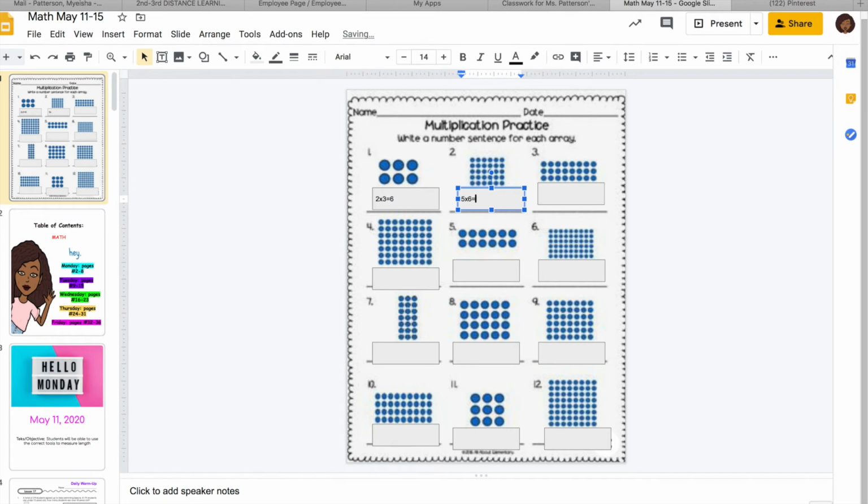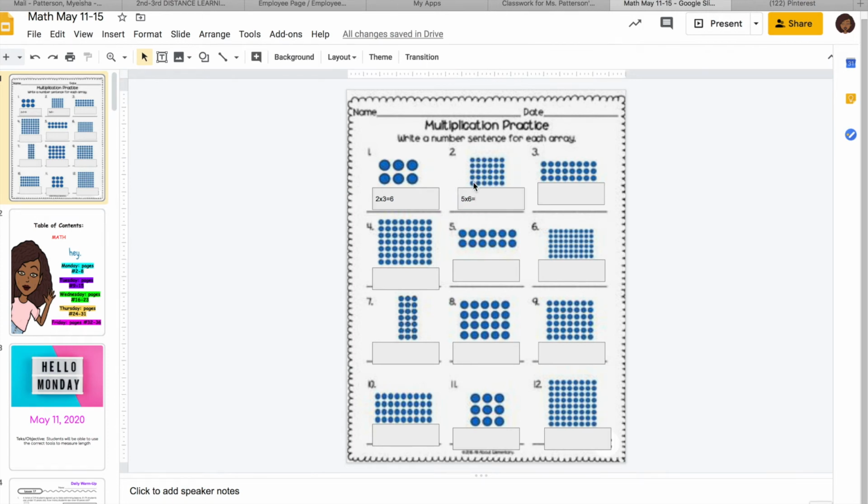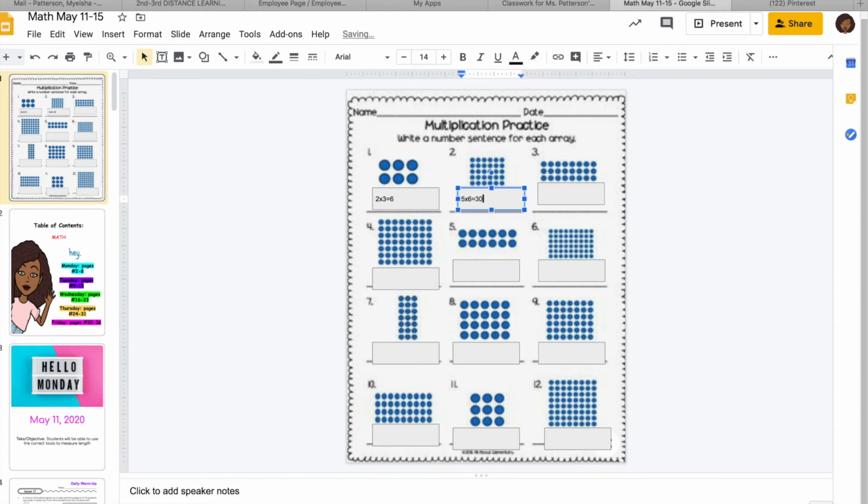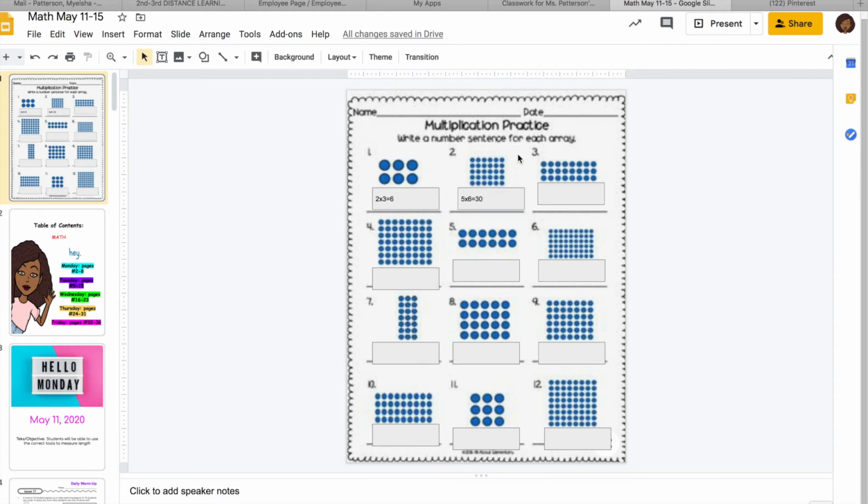I need to figure out what it equals. If I know how to count by 5s, I can do it real quick and I can say 5, 10, 15, 20, 25, 30. And I know easy peasy, that's 30. If you don't know how to do that, what's another way you can do it? If you know how to count by 6s, you can count by your 6s. 6, 12, 18. Or, like I said, you can count by 1, 2, 3, 4, however you want to do it.